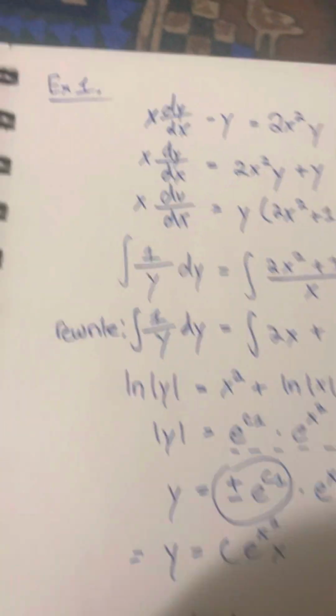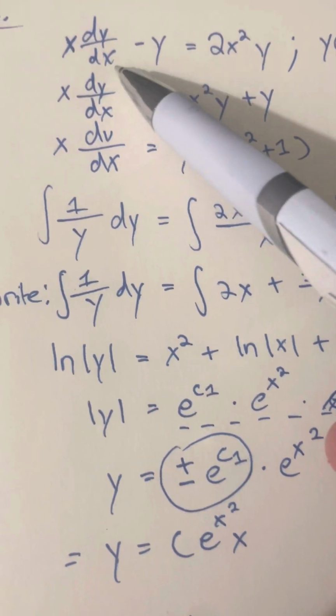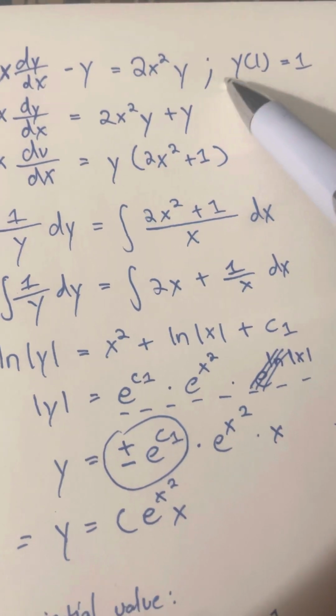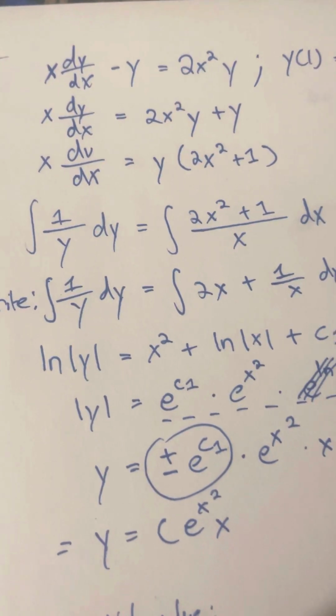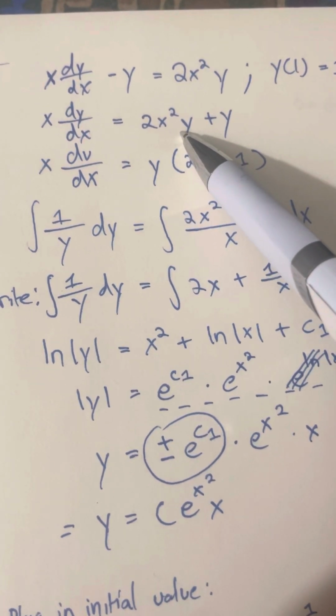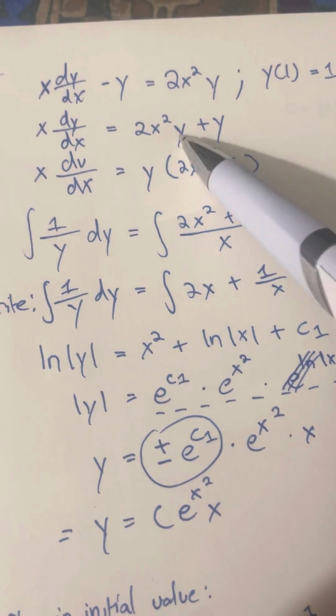Okay, so here we have another initial value problem, and the equation we start off with is x dy over dx minus y is equal to 2x squared y, and this is our initial value condition. Like anything else, we want to get the x's on one side and the y's on the other side. So then you add y to this side.